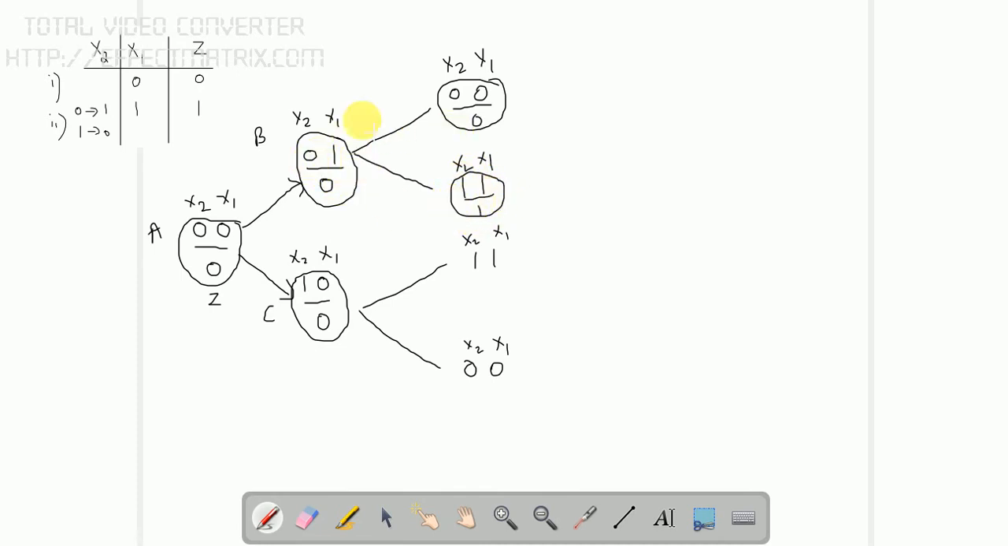Here we don't have any x1 as 1 in both the states, so the output is 0. But x1 we have 1 here and also we have 1 here. Similarly, x2 has the transition from 0 to 1 here. So automatically what happens? My output becomes 1.